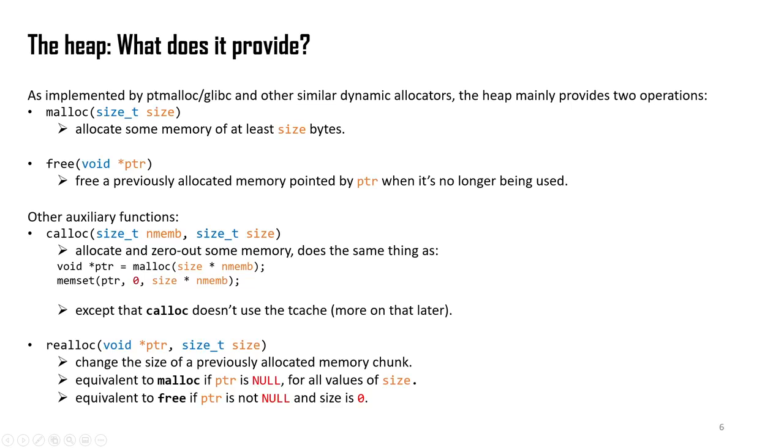Alright, how does the program use the heap? As implemented by most dynamic allocators, the heap mainly provides two operations. We can use malloc to allocate some memory of at least size bytes, and when we're done with that memory region, we tell the allocator that we no longer need it by calling the free function with a pointer to that memory region.